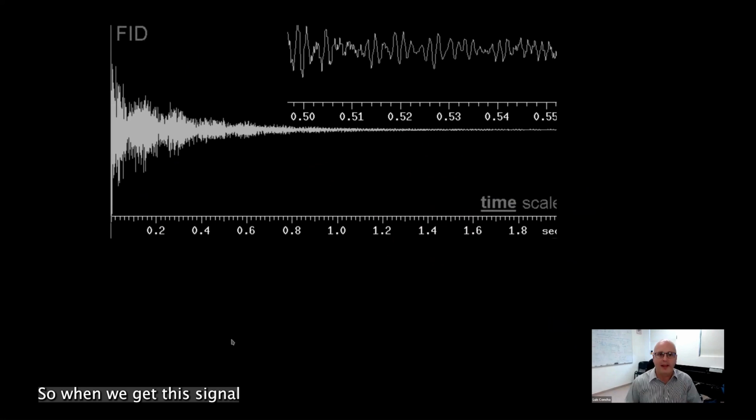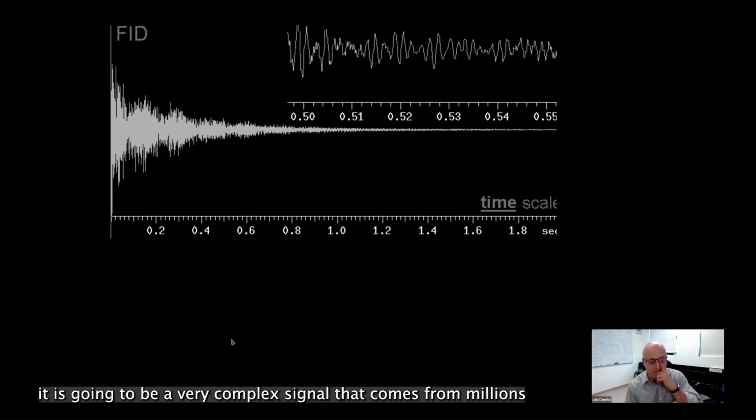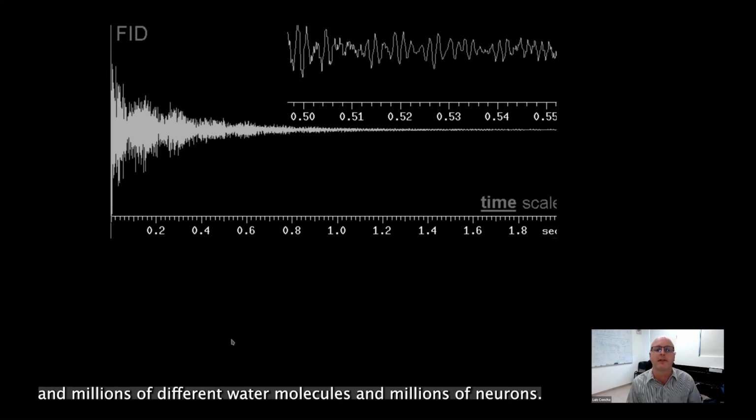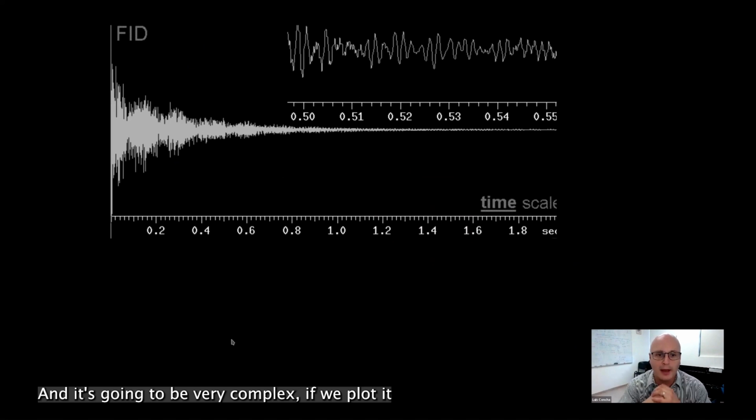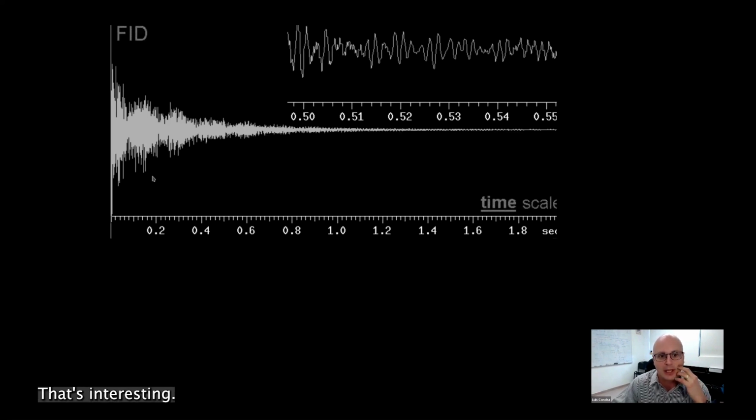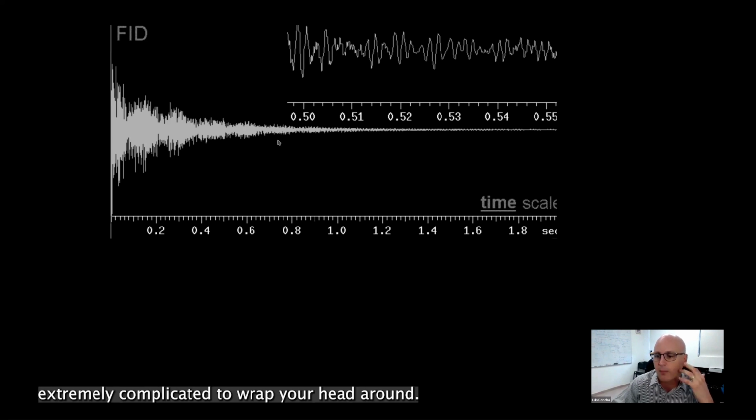So when we get this signal, it's going to be a very complex signal that comes from millions and millions of different water molecules and millions of neurons. It's going to be very complex if we plot it over time. We can see that it decreases over time. That's interesting, but if we look at the frequency content of this, it's extremely complicated to wrap your head around.